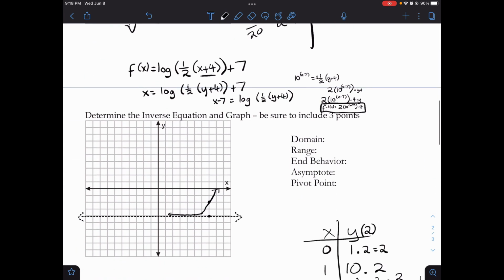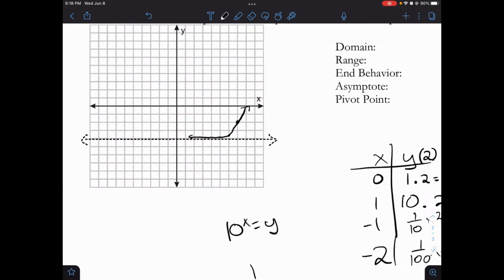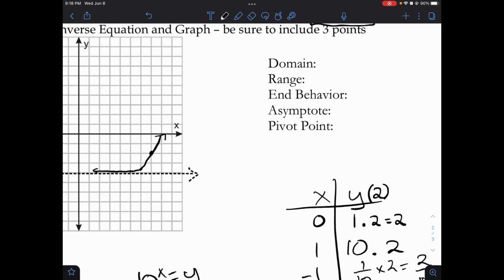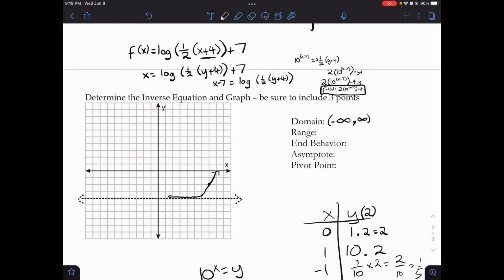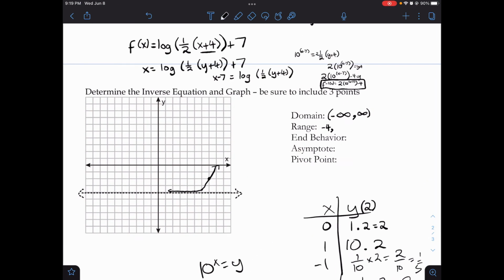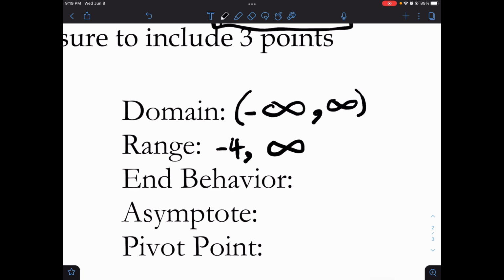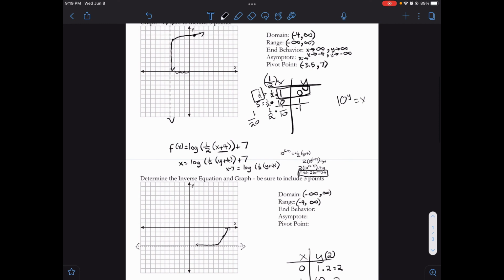Now we have our domain. Let me just erase this point. Our domain this time is going to be -infinity to +infinity. And our range is going to be from -4 to infinity. Now, if this is a true inverse, the domain and range should have flipped, and they did.